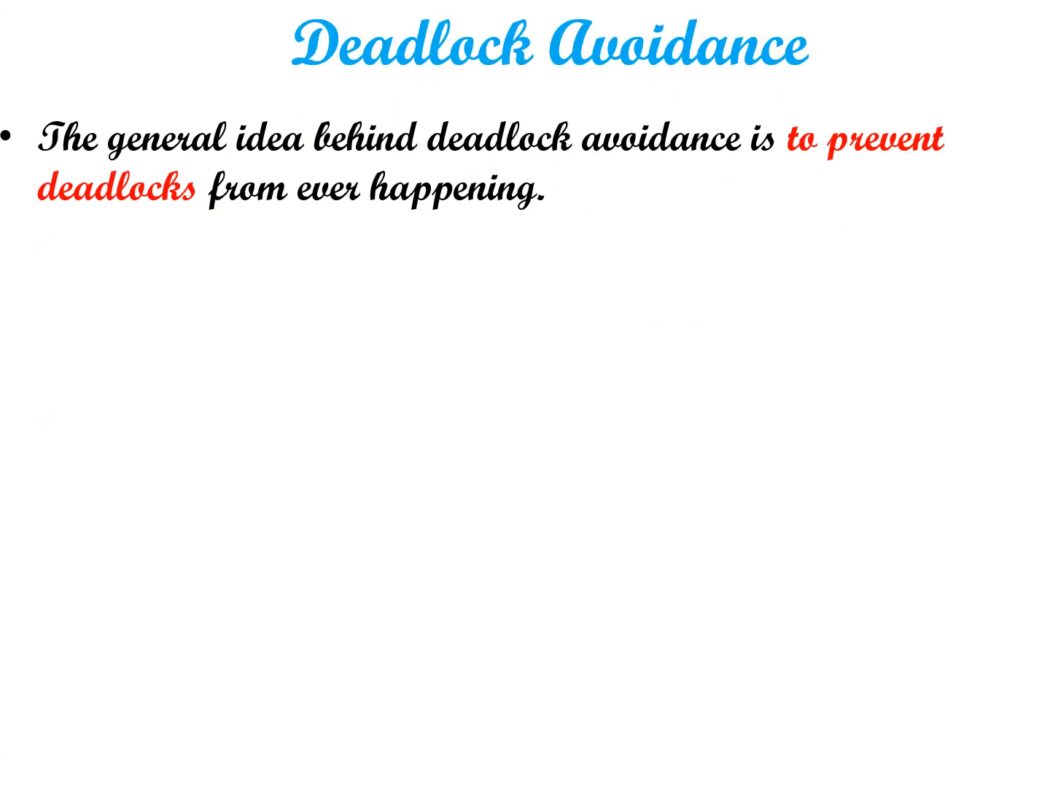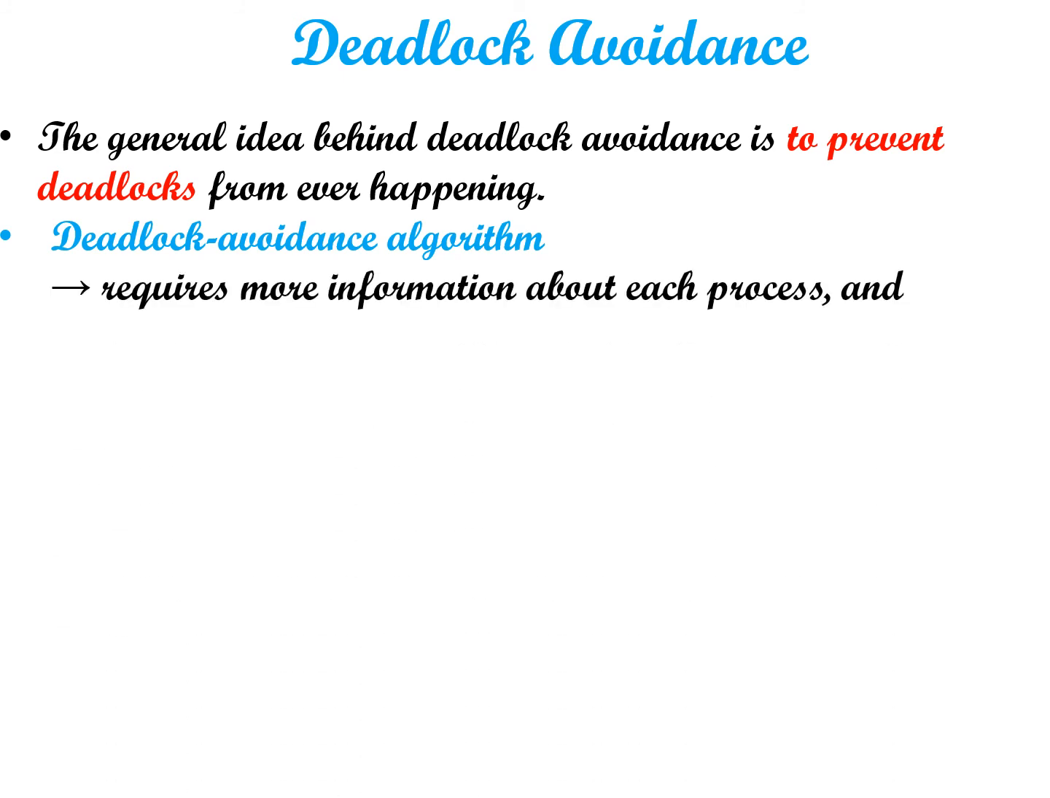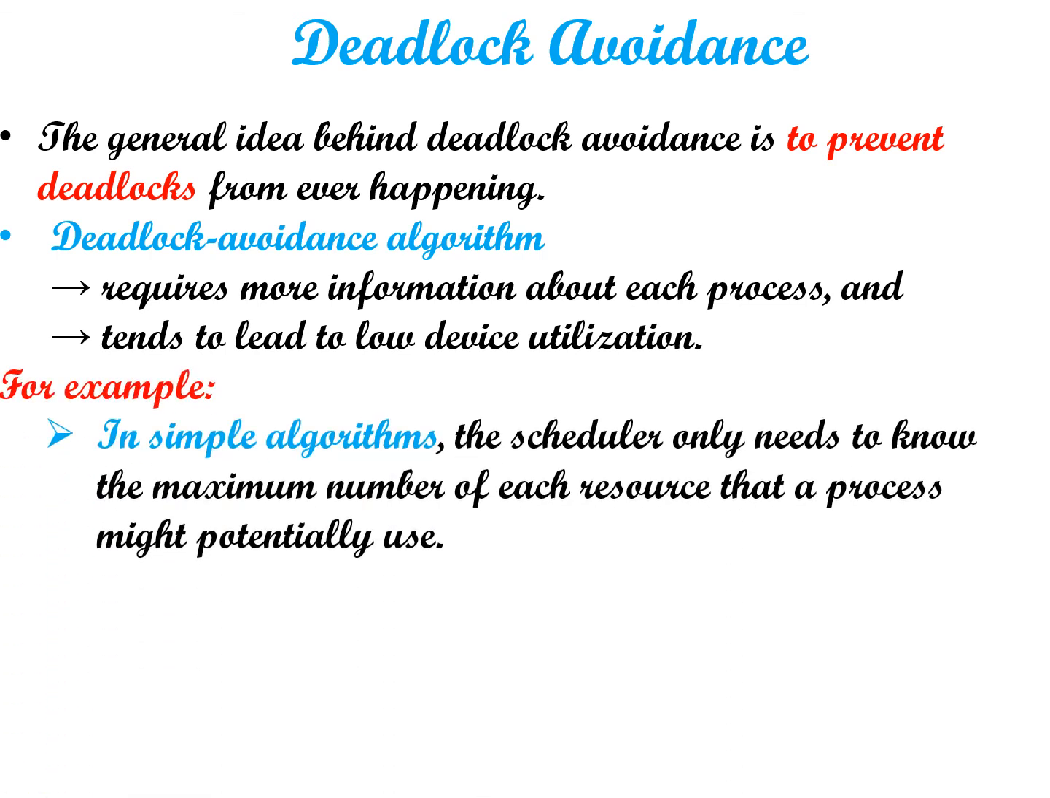The first method we have seen is deadlock prevention. The second method is deadlock avoidance. The general idea behind deadlock avoidance is to prevent deadlock from ever happening. To do that, we have different deadlock handling algorithms. That requires more information about each process and tends to lead to low device utilization. For example, in a simple algorithm, the scheduler only needs to know the maximum number of each resource that a process might potentially use. We already studied schedulers.